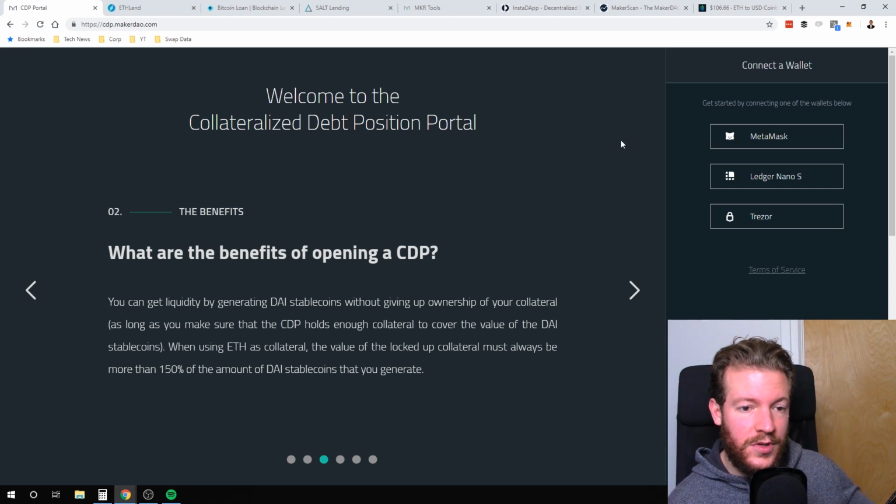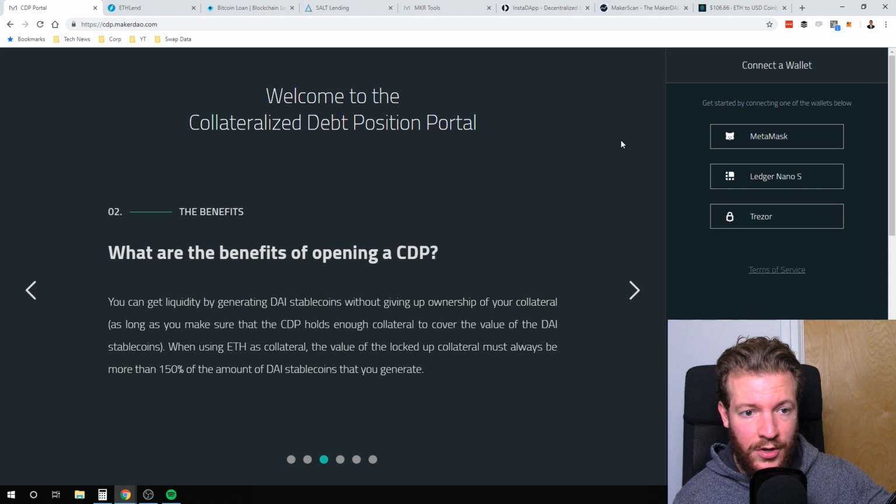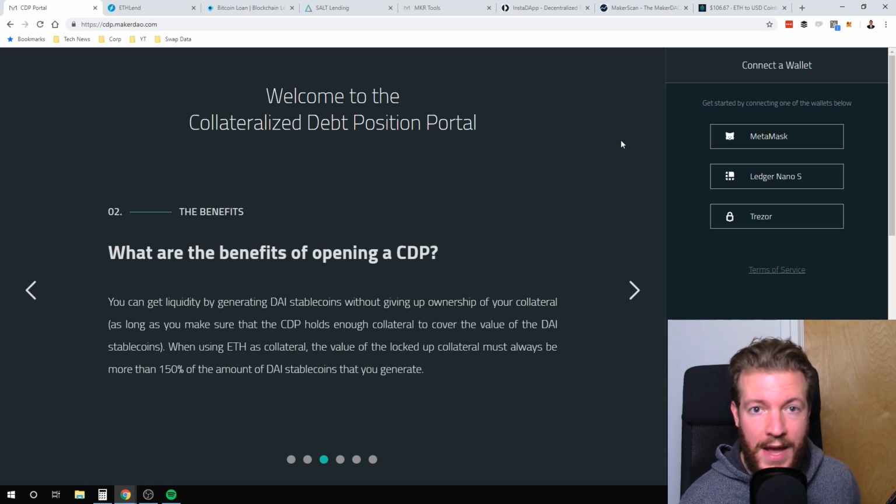You are able to put up your Ethereum as collateral, you mint yourself DAI, and then after you use that DAI for whatever you might need it for, you pay it back, and then you receive your ETH collateral once you pay it back.